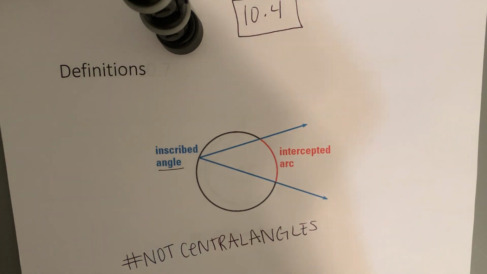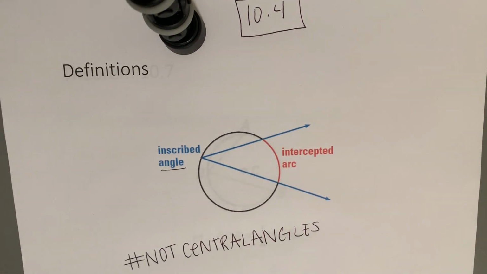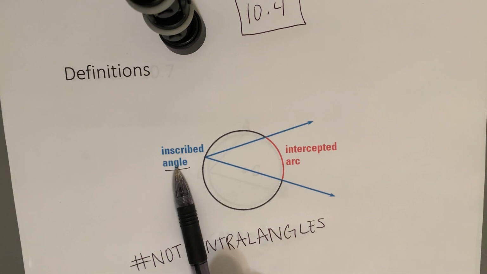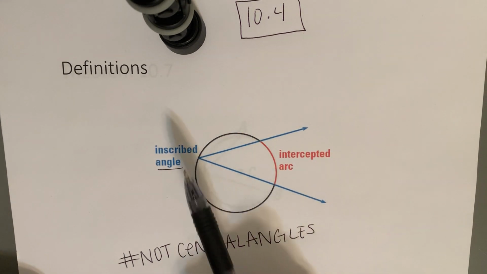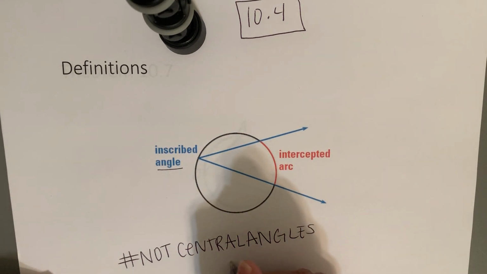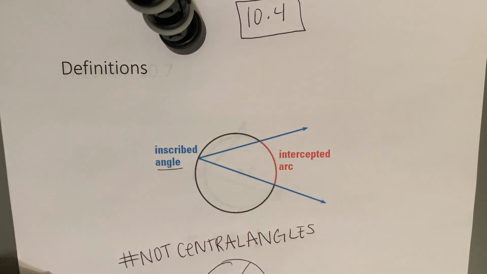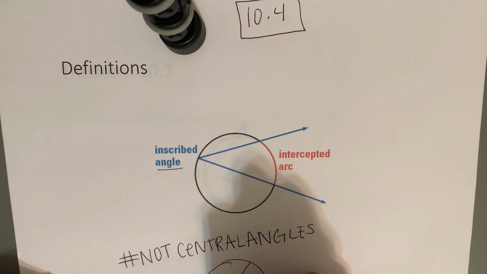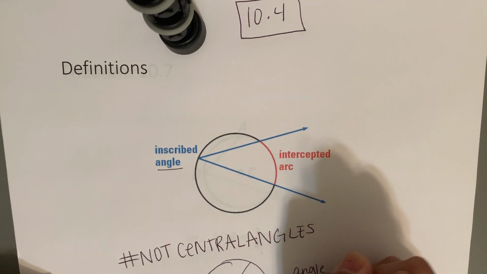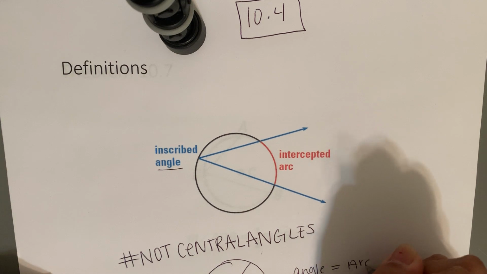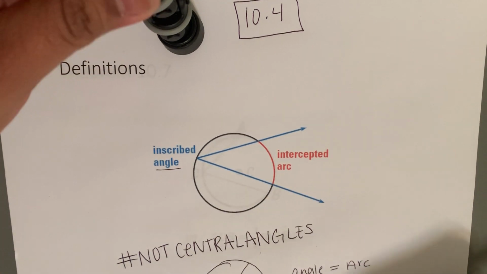Okay, so we're in 10.4. We're looking at inscribed angles now. Remember, inscribed angles are not central angles. Central angles go from the middle, from the center. And we know that the angle equals the arc, where that's not the case here.